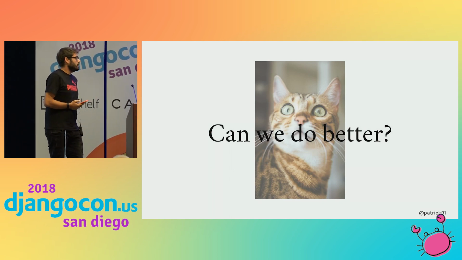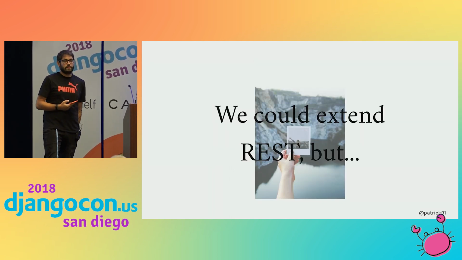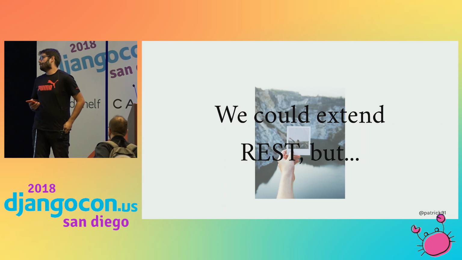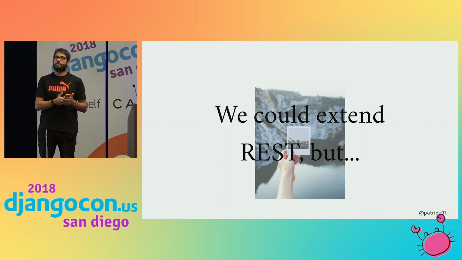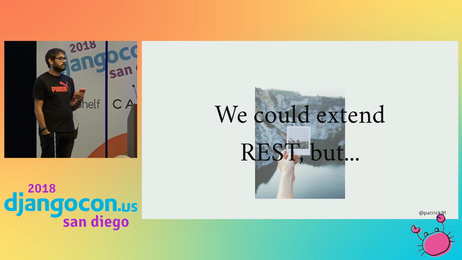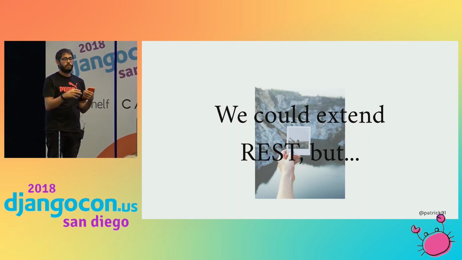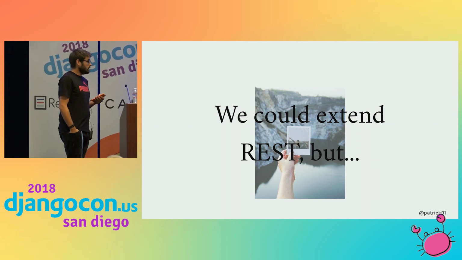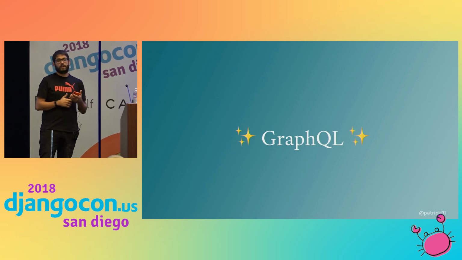So can we do better? We could extend REST. The problem, as I said, is that it's not a standard, so everyone is doing things differently, which means that we need to document the extensions that we build. For example, we could use a GET parameter to expand some fields. We can use headers to say, oh, this is a mobile client, so send images that are smaller, and so on. So for some of these reasons, GraphQL was created.